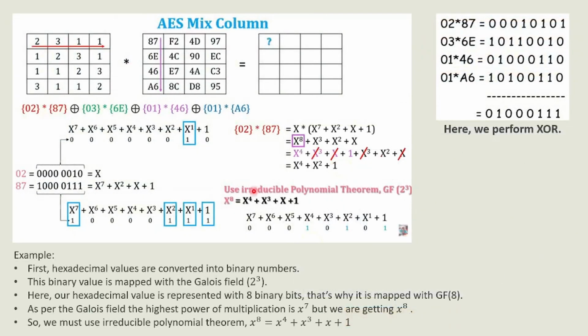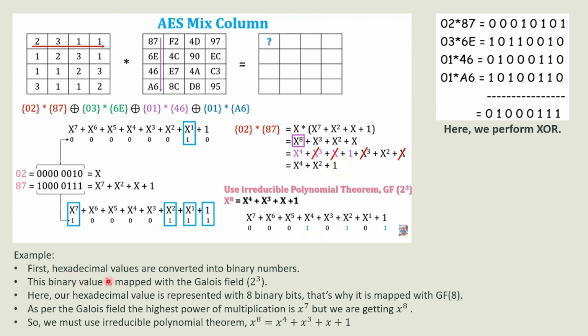Now we'll see how we can perform the multiplication. Suppose this is a predefined matrix and this is our state array. We will perform a matrix multiplication between the first row of the predefined array and the first column of the state array. But here we will not use the plus operation, we will use the XOR operation between them. Firstly, we can take this example.